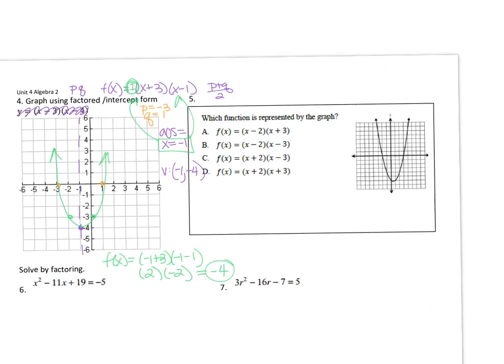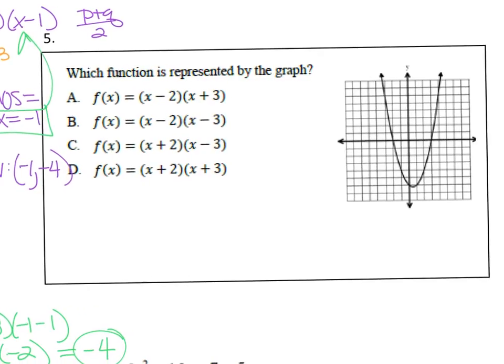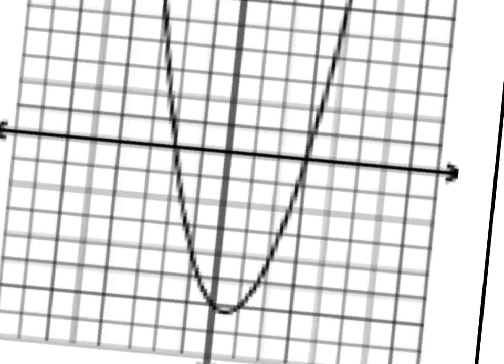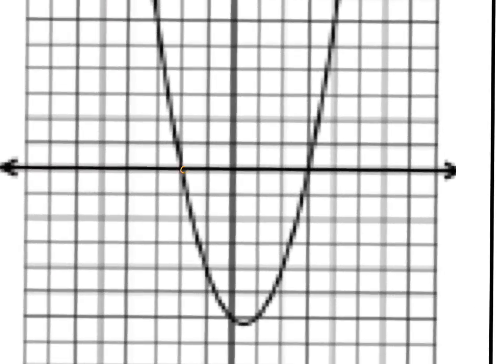All right, moving on to number 5. Number 5 says which function is represented by the graph. If I'm looking at all my functions, they're all P and Q. So what I need to find are my x-intercepts. If I'm looking really closely at the graph, my x-intercepts are going to be right here and right here, which means it's a negative 2 and a positive 3.